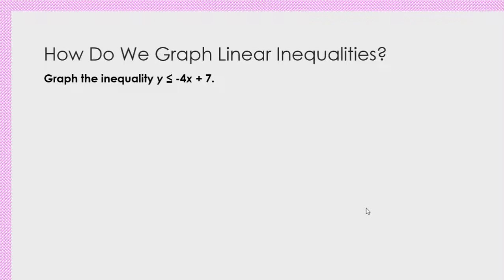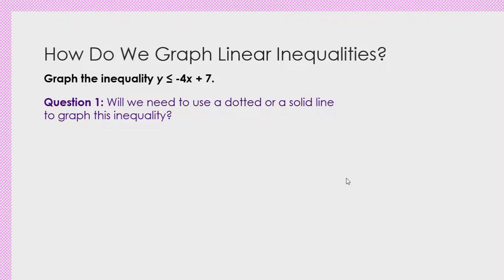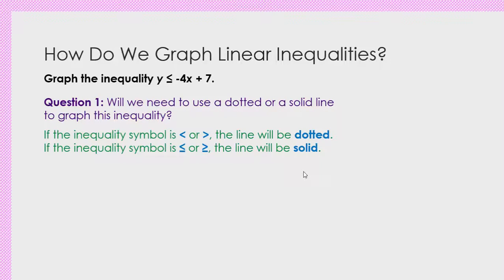So how do we graph linear inequalities? So here's an example. Some questions you want to ask yourselves before you can graph. First question, will we need to use a dotted or a solid line to graph this inequality? We need to look at the symbol. If the inequality symbol is less than or greater than, the line will be dotted. If the inequality symbol is less than or equal to or greater than or equal to, the line will be solid. Looking at our example, we have a solid line.